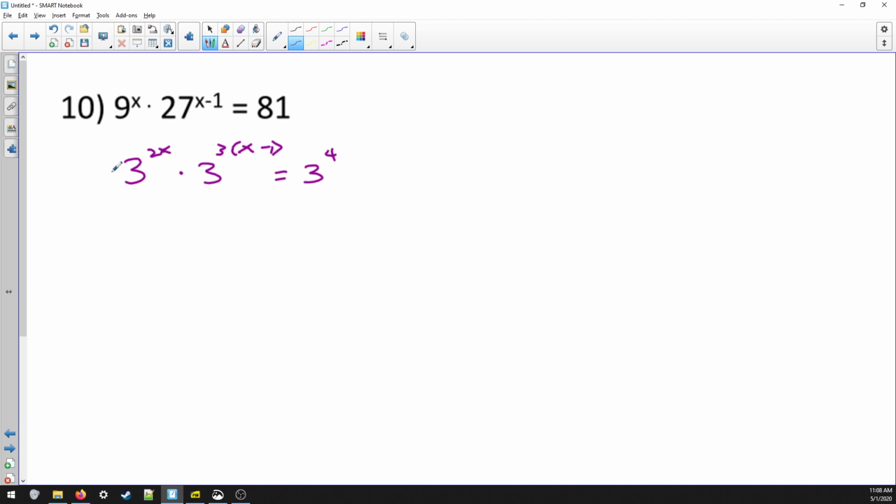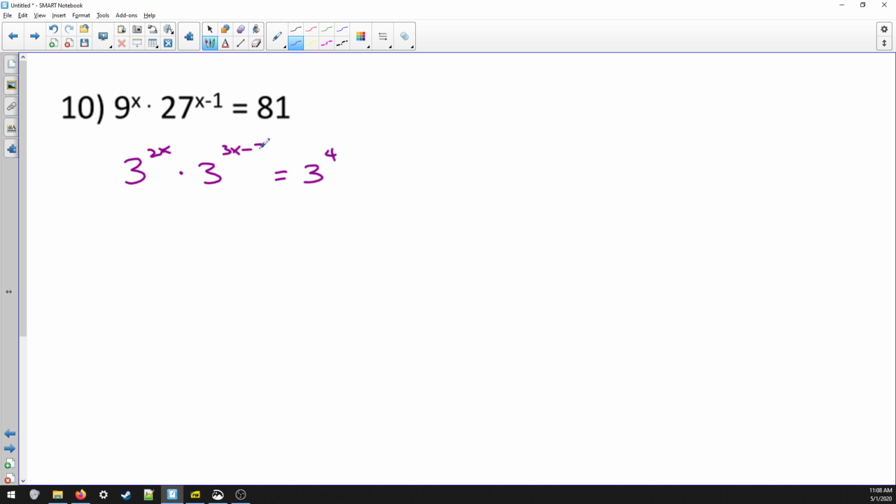Okay, so now we have two things that we have to do. The first one is going to be to combine these. So I'm going to distribute this one. All right, we'll just do it right here. Instead of writing 3 times x minus 1, I'm going to distribute the 3 in and make this 3x minus 3.